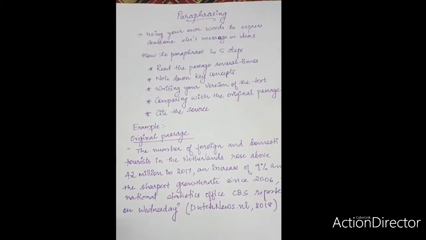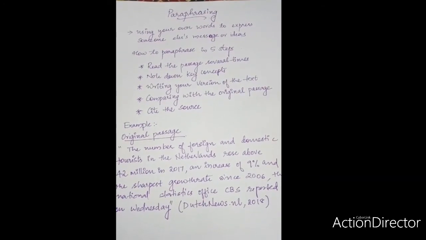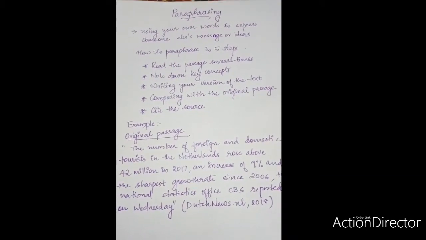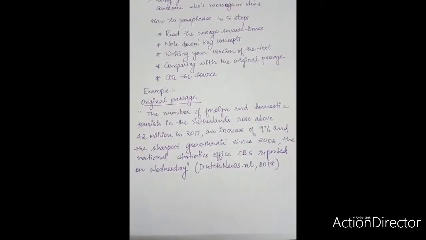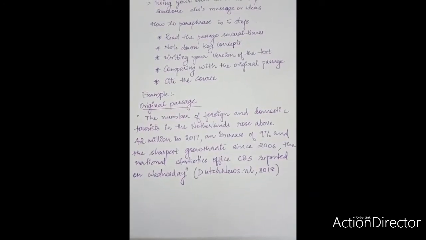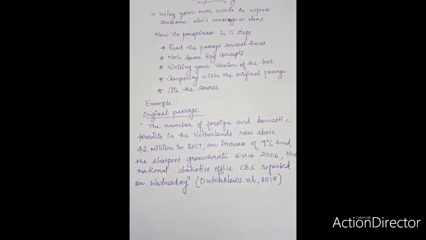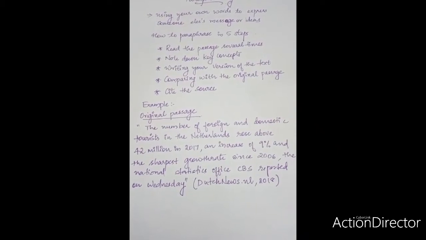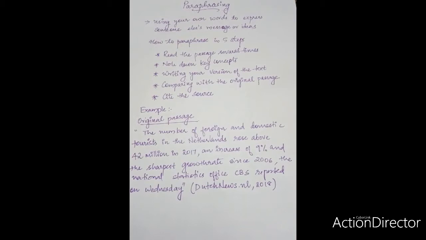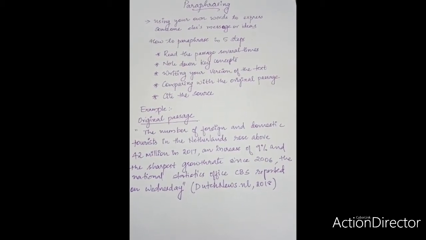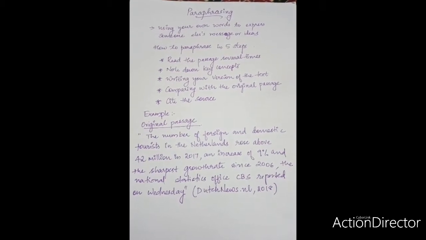So how to paraphrase in 5 steps? How do you do paraphrasing? The first step is to read the passage several times to fully understand the meaning. So, the main purpose is to understand what the passage really means. After which, the second step is to note down the key concepts.